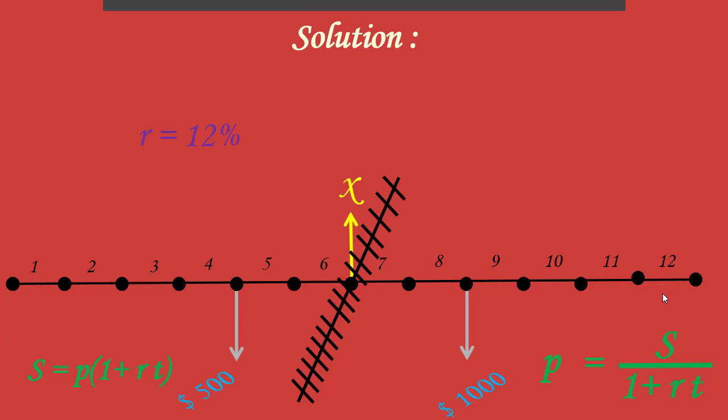Let's draw the timeline. $500 after 4 months, $1,000 after 8 months. We will replace them with a single payment after 6 months. It's the same time of focal date.